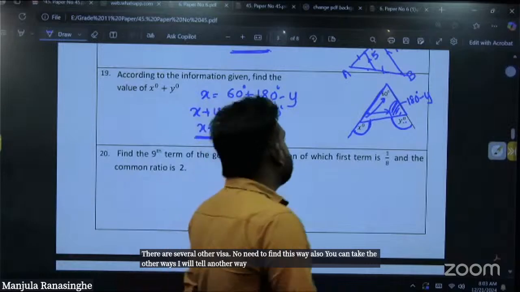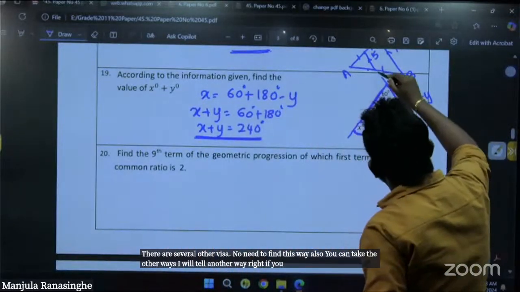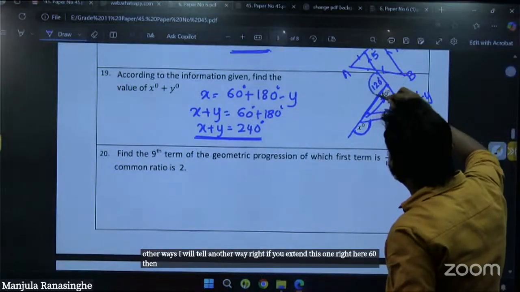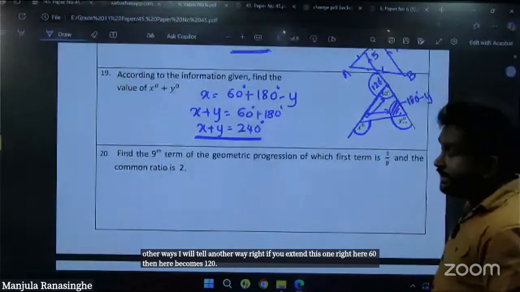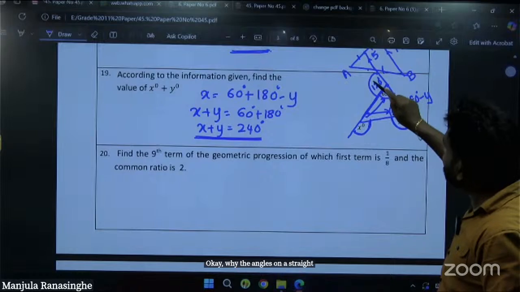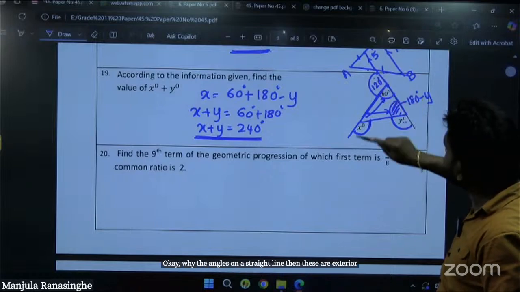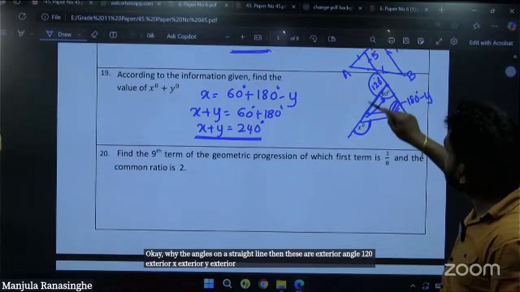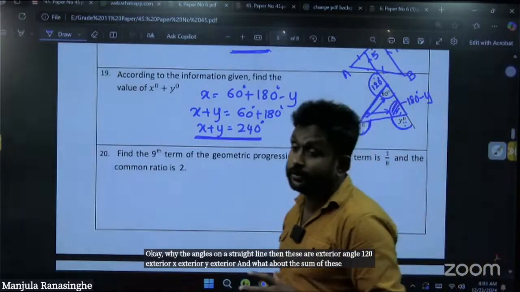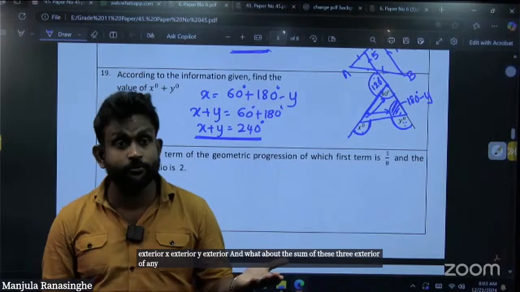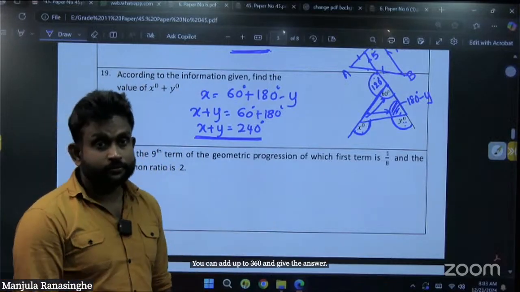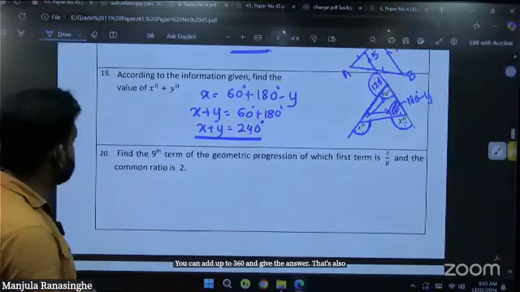If you extend this one, here is 60, then here becomes 120. Why? Angles on a straight line. Then these are exterior angles: 120 exterior, x exterior, y exterior. What about the sum of these three exterior angles of any polygon or triangle? It equals 360. And you can add up to 360 and give the answer. That's also how you can find x plus y.